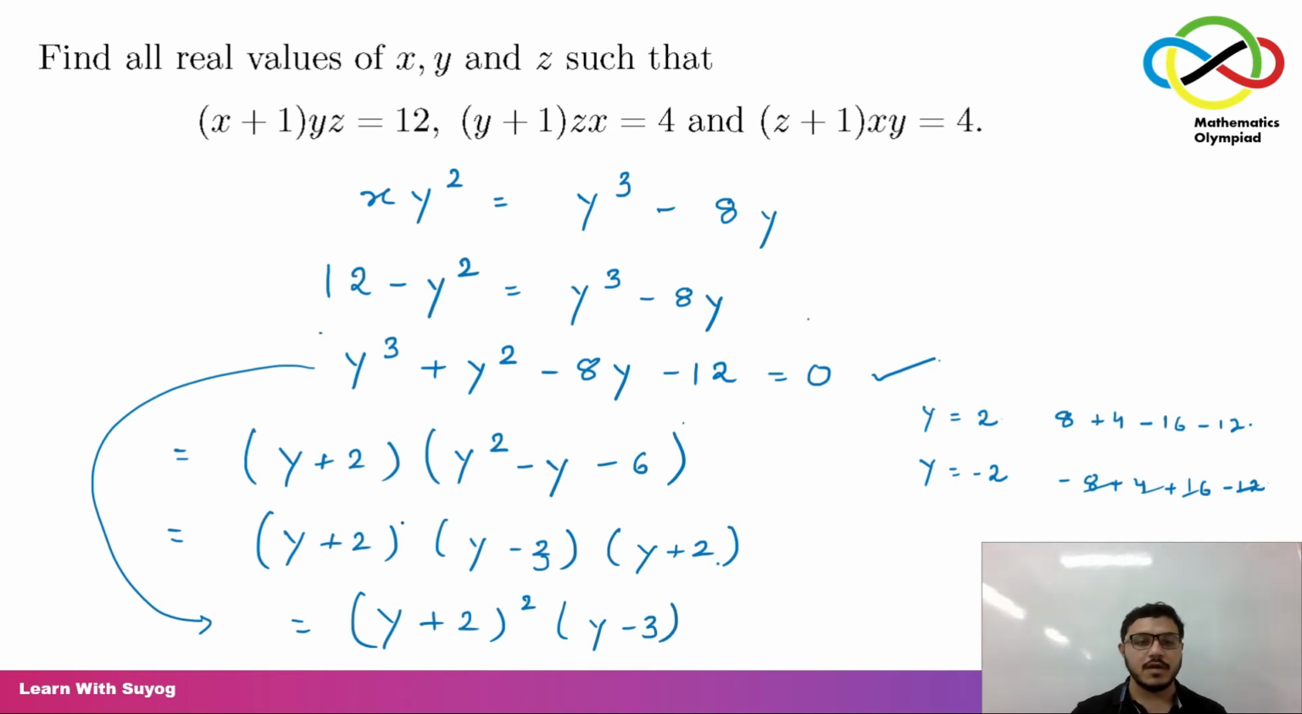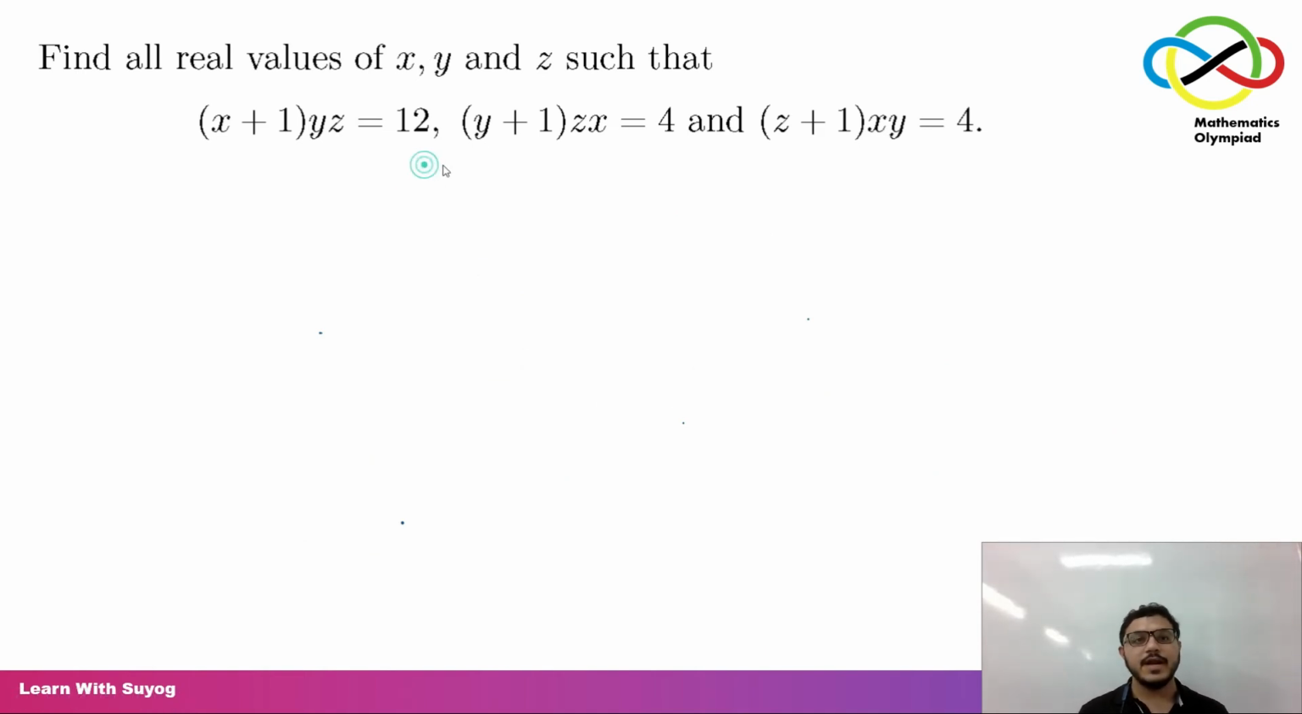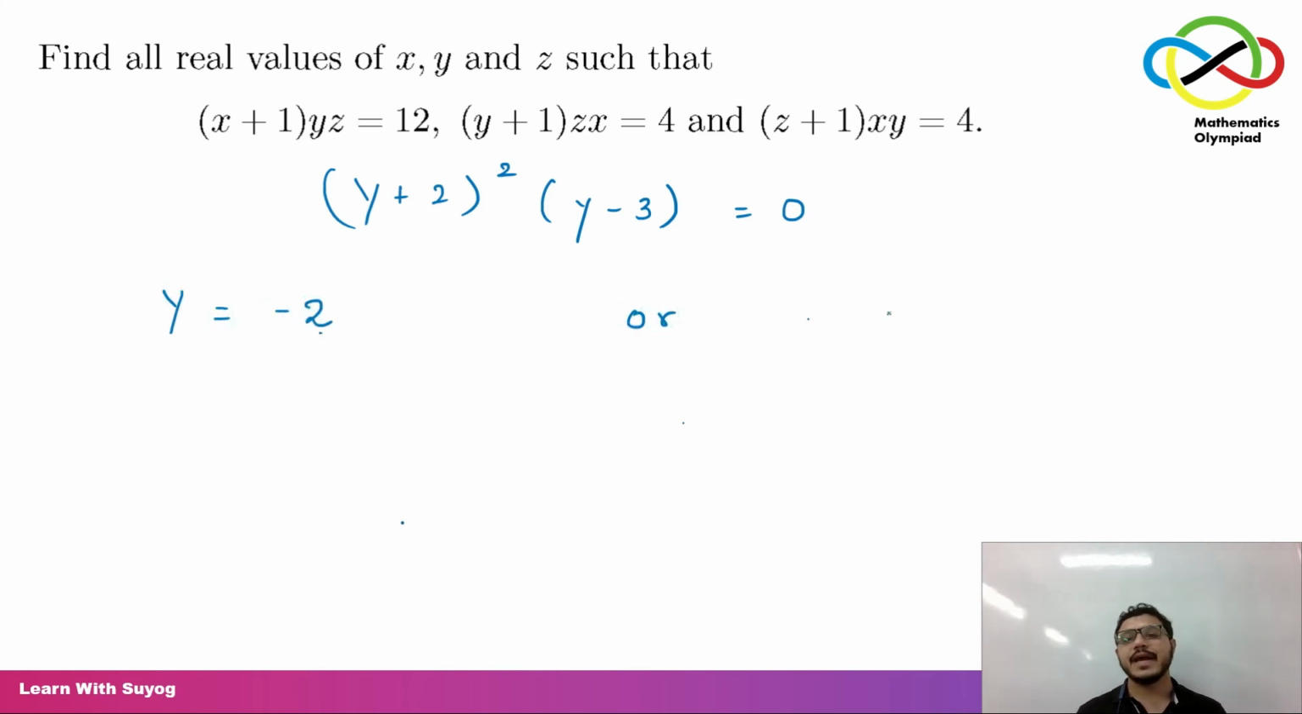Okay, and when we solve it further, we'll get y plus 2 whole square times y minus 3 to be equal to 0. So we have two possibilities: y can either be equal to minus 2 or y can be equal to 3. So if y is equal to minus 2, simply z is also going to be equal to minus 2. And if y is equal to 3, then z should also be equal to 3.